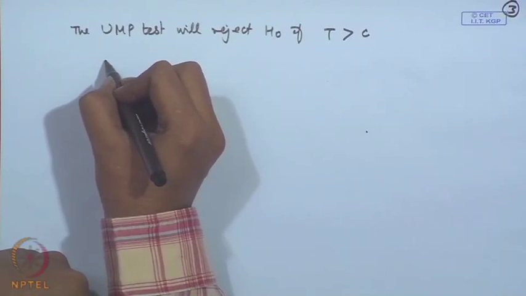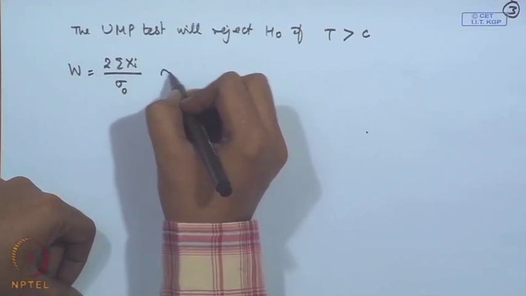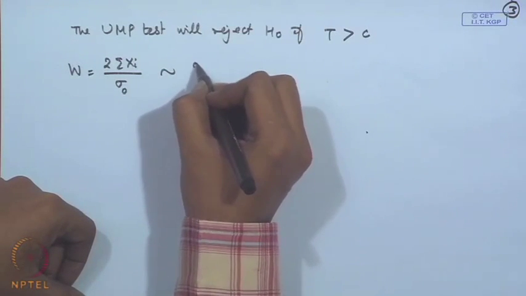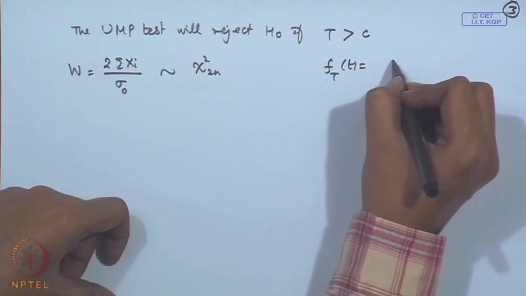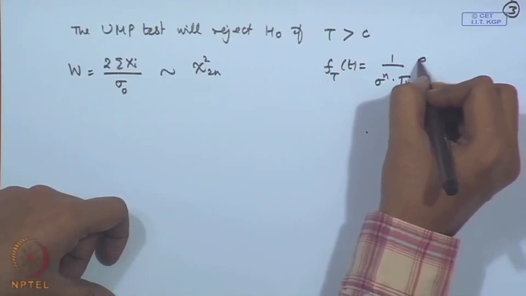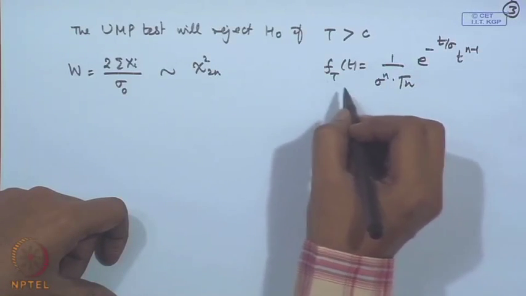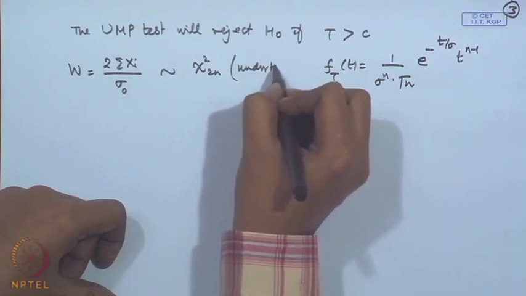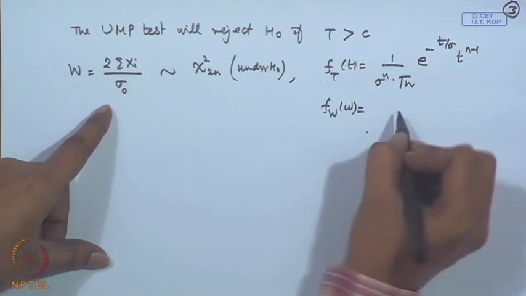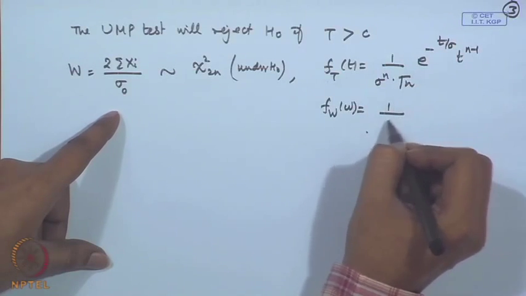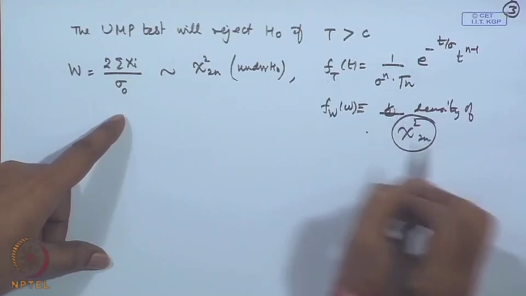Actually, you look at the distribution of twice sigma x i by sigma naught, let me call it W. So, that will follow a chi square distribution on 2 n degrees of freedom, because what is the distribution of t? The distribution of t is 1 by sigma to the power n gamma n e to the power minus t by sigma t to the power n minus 1. So, if I consider this under H naught, 2 t by sigma naught, then the distribution of W will become equal to 1 by gamma, same thing. So, that will be the density of chi-square distribution on 2 n degrees of freedom.